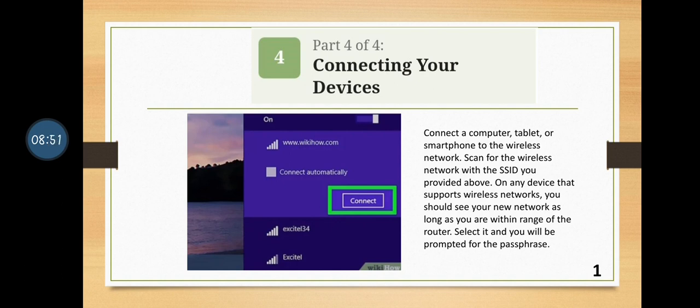Next, part 4. Connecting your devices. Connect a computer, tablet, or smartphone to the wireless network. Scan for the wireless network with the SSID you provided above. On any device that supports a wireless network, you should see your new network as long as you are within range of the router. Select it and you will be prompted for a password phrase.